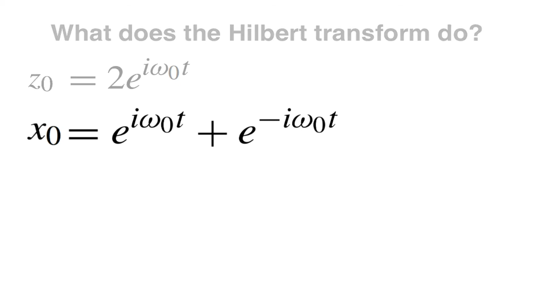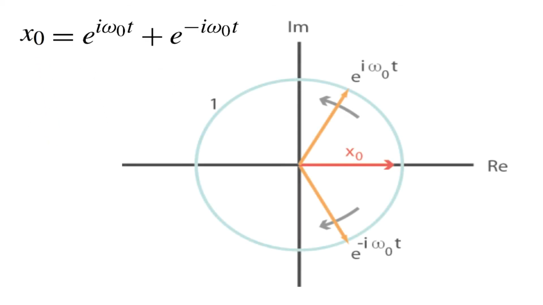There's an interesting geometrical interpretation to this. Consider plotting X0 in the complex plane. Because X0 is real, this quantity evolves in time along the real axis. But to keep X0 on the real axis, the 2 complex exponentials that define X0, e to the i omega naught t and e to the minus i omega naught t, rotate in opposite directions along the unit circle. By doing so, the imaginary components of these two vectors cancel, and we're left with the purely real quantity, X0.